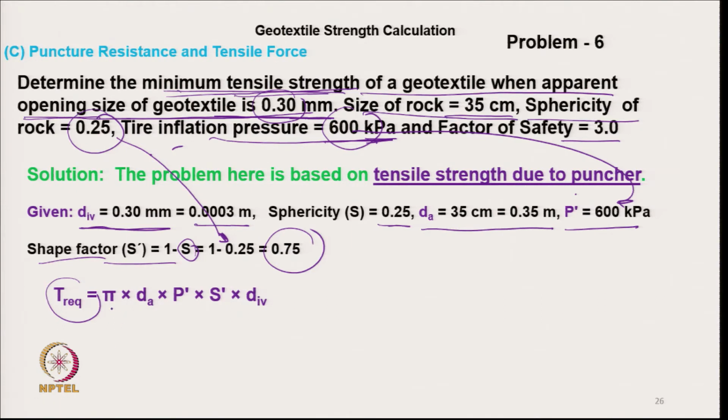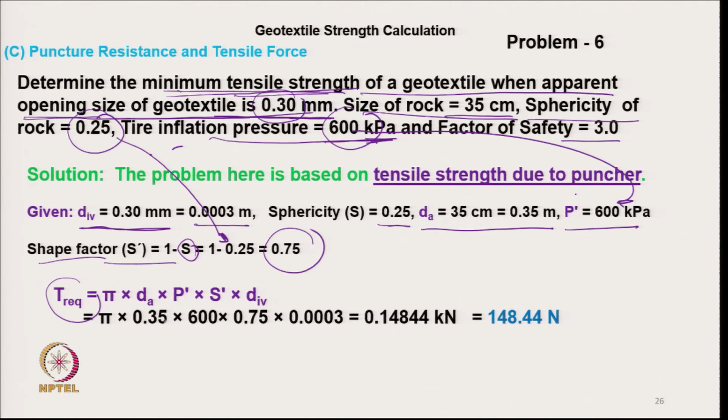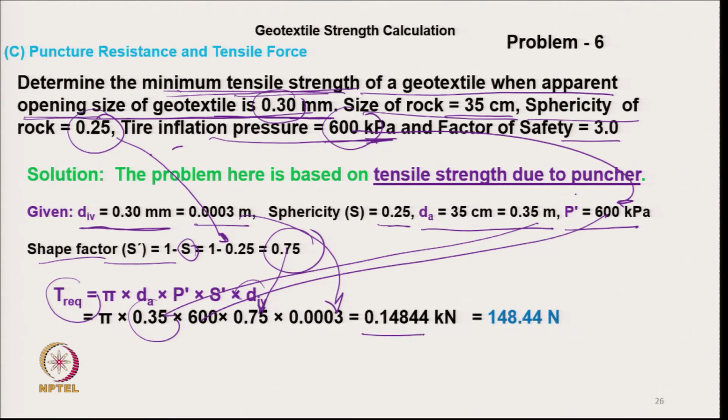So pi times 0.35, times 600, times 0.75, divided by 0.0003 meter. So we get the value 0.14844 kilonewton, which is nothing but 148.44 newton, and we know the factor of safety.